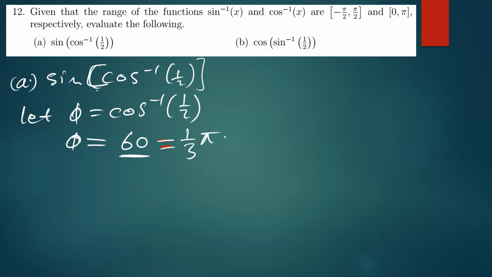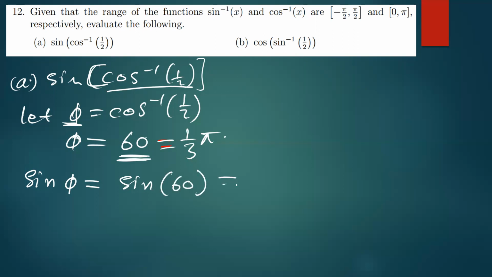If we say cos inverse of half is equal to phi, it means that what we're going to have is sine phi there. So sine phi is simply going to be the same as sine, because we have found 60 there. So we can put sine 60. And this will be equal to what? Sine 60 is simply equal to root 3 over 2.